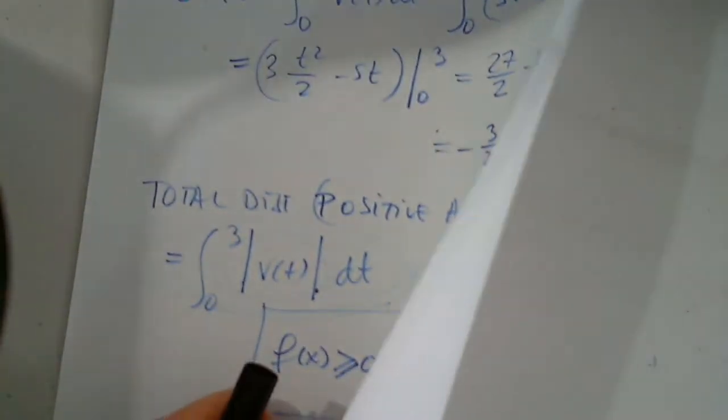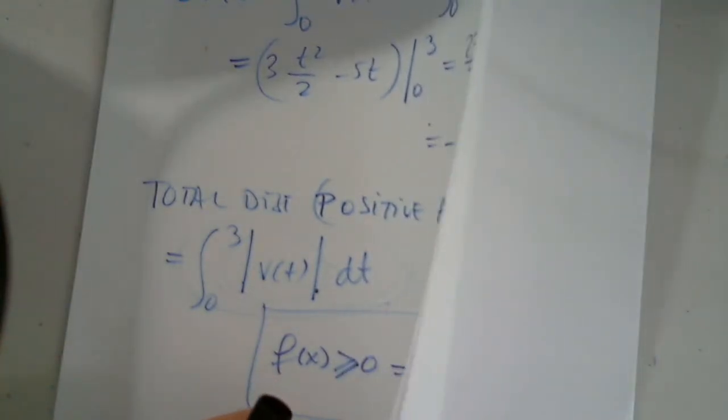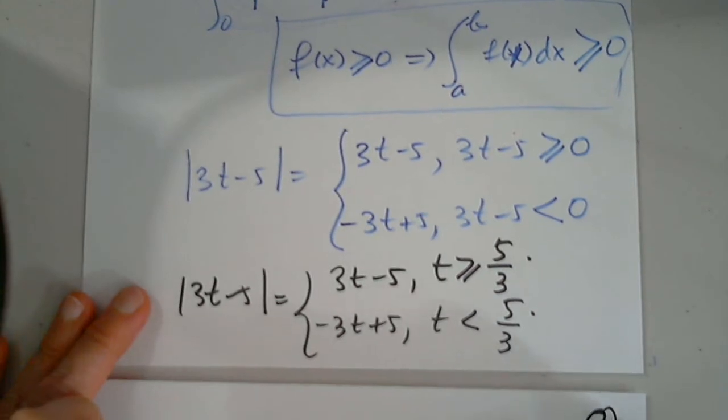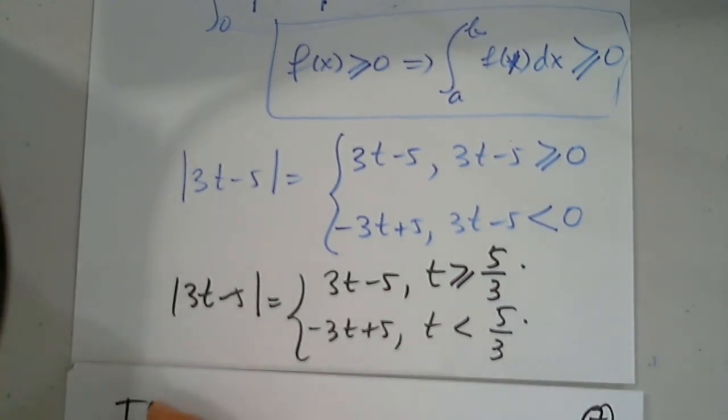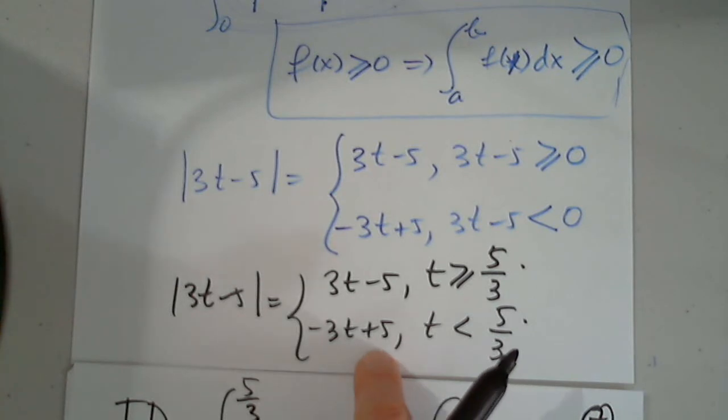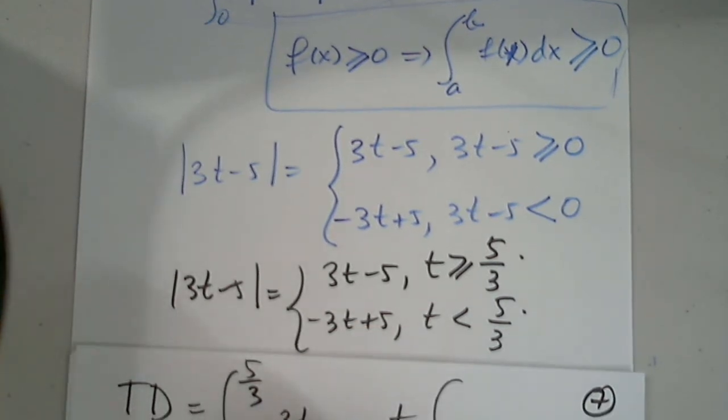So my page 7. So then finally I can write that the total distance is the integral from 0 to 5/3 of this one, negative 3t plus 5, please do not forget dt, plus the integral from 5/3 to 3 of this one, 3t minus 5 dt.